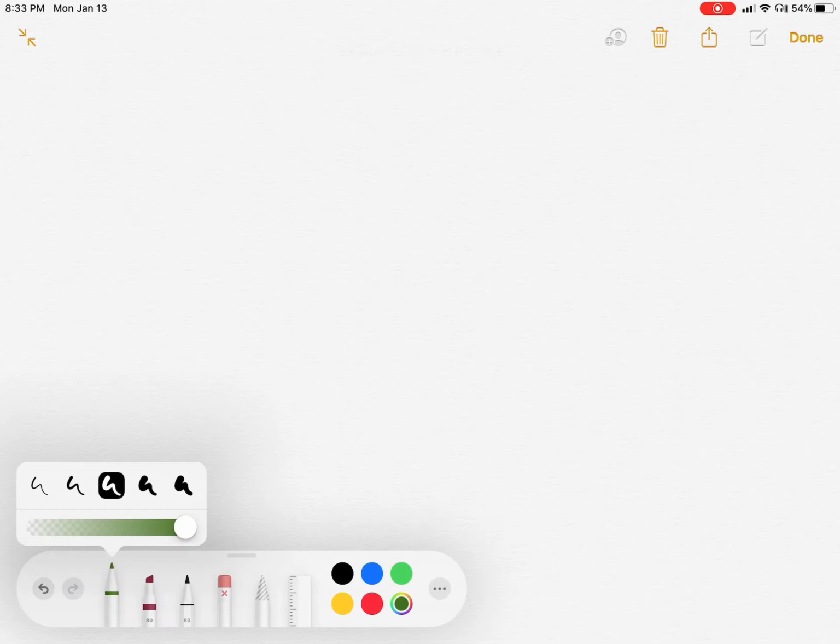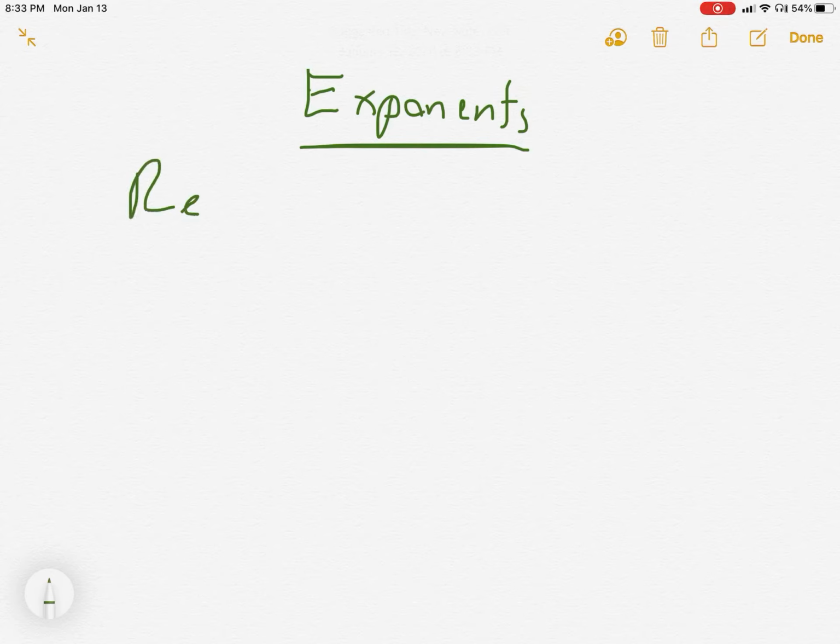And I apologize for my handwriting. I don't have my Apple Pencil with me, so my handwriting is going to be even worse than usual. But exponents. Exponents are repeated... Ooh, that's supposed to be an E. Multiplication.